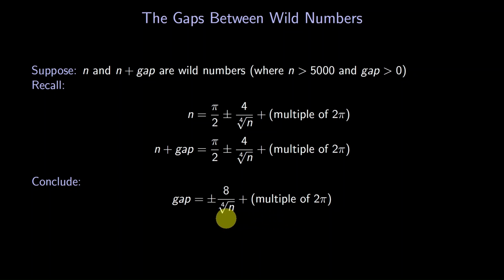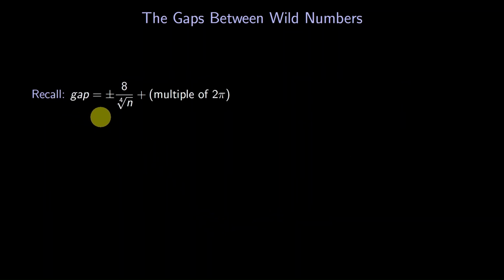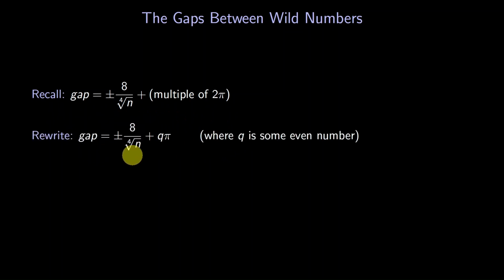Let's keep going. What does it mean to be a multiple of 2 pi? It means it's of the form q times pi, where q is some even number. So gap is quite close to q times pi. Let's solve this equation for pi. We see that pi is near the ratio of gap over q. We know that pi can't be exactly equal to gap over q because pi is irrational. Now, how close can pi get to being a rational number?